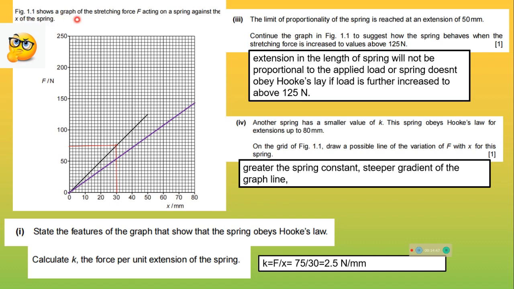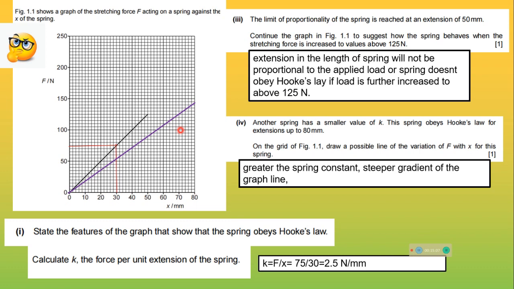This figure shows a graph of the stretching force F acting on a spring against the extension of the spring x. F is the load and this is the extension. State the feature of the graph that shows that a spring obeys Hooke's law. As the gradient is constant, so a spring obeys Hooke's law.